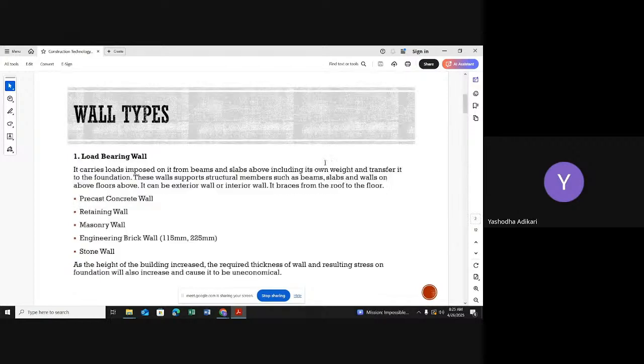Here, the load bearing wall. Can you remember I told you about the load transferring structure? First, all the load is coming to the slab, the slab transfers its load to the beam, the beam transfers its load to the columns, the columns transfer the load to the foundation, right? And that was the load transferring mechanism.